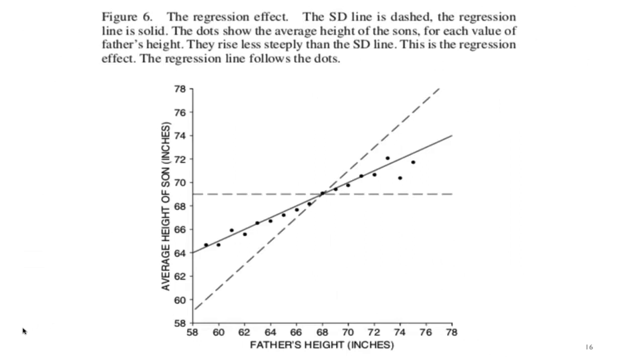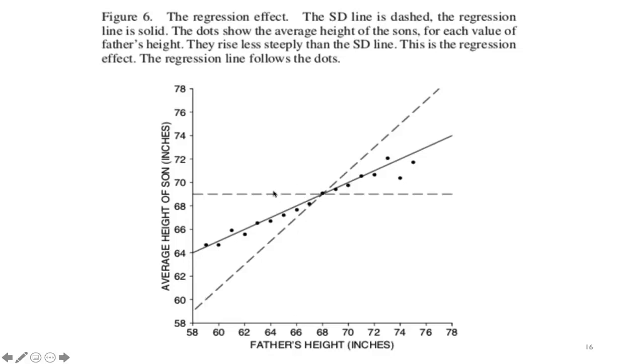I want to talk more about the regression effect. The SD line is again the dashed line here, and the regression line is the solid line. The dot shows the average height of the sons for each value of the father's height. In other words, for every value of the father's height, say 66, the dot corresponds to the average height of all of the sons who have a dad with that height.